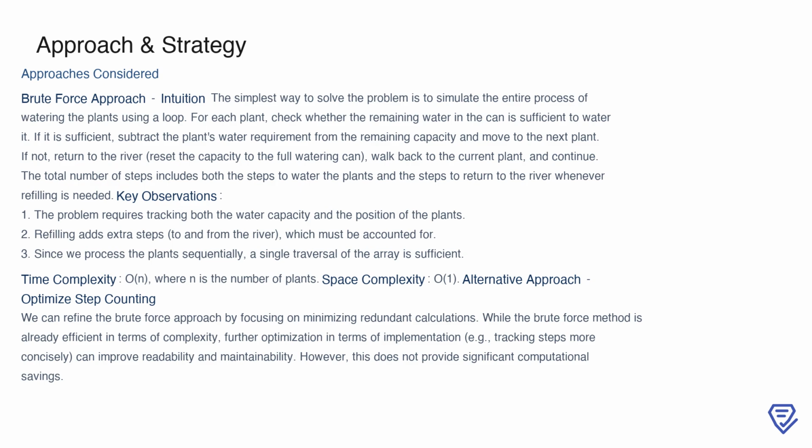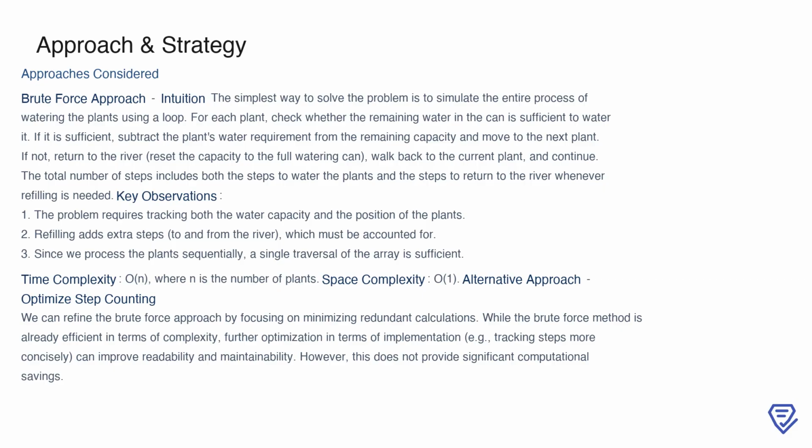But if the water in your can isn't enough, you need to walk back to the river, refill your can, and then return to the current plant to continue. Throughout this process, we count every step you take, whether it's moving forward, going back to the river, or returning to the plant. The key observations here are that you need to track both the amount of water left in the can and your position along the row of plants. Additionally, every time you refill, you add extra steps for the trip to the river and back.